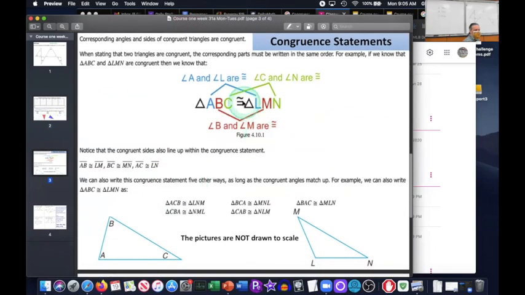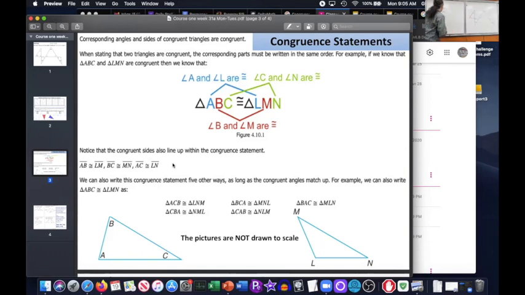And so when you see a congruence statement, the order of the letters on the left side has to match correctly with the order of the letters on the right. That way the first letters would be the same angles, the second letters would be the same angles, and the third letters would be the same angles. And if you do that, then this is a proper congruence statement, and that also is a way of indicating the congruent sides.